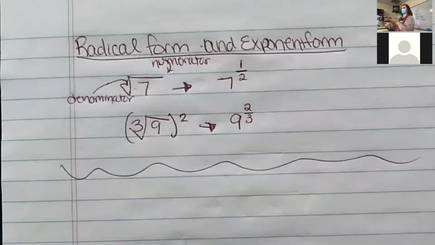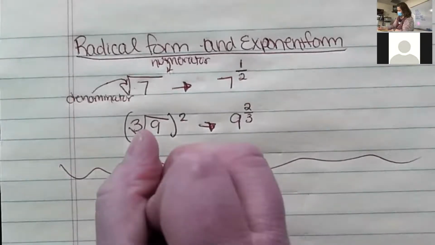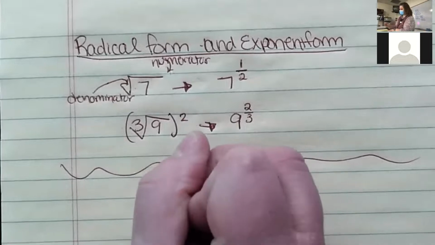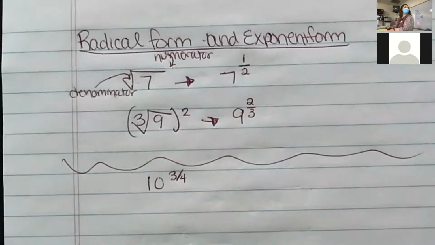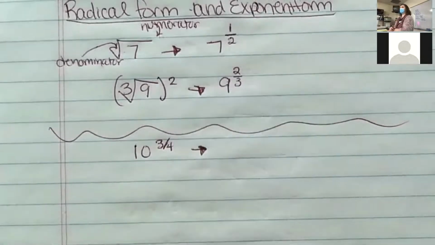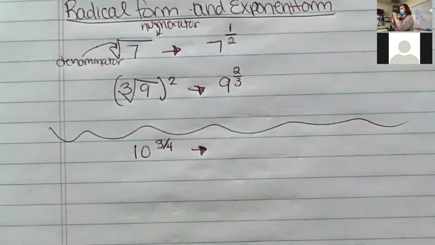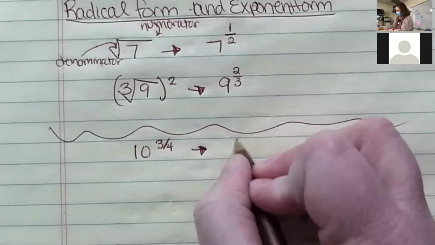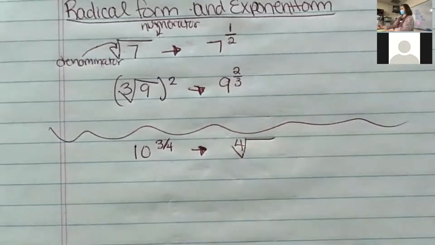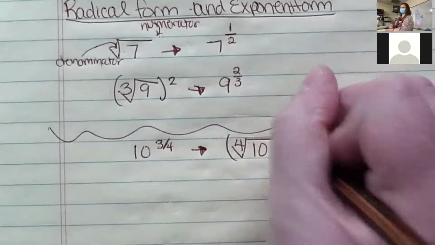So obviously they're going to ask you the other way too. They're going to give you an exponent and they're going to say write it as a radical. So we're converting back and forth to get used to it. So let's say they give you 10 to the 3/4 power. What becomes my root value? Under it is the 10. What becomes the root value? The 4. So I have the 4th root of 10 raised to the what power? 3rd.